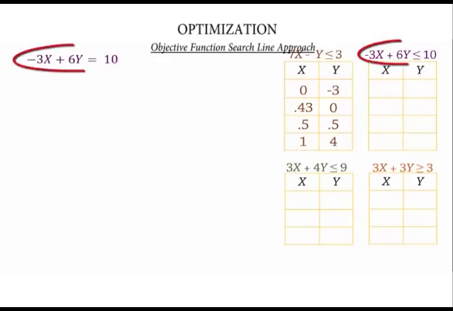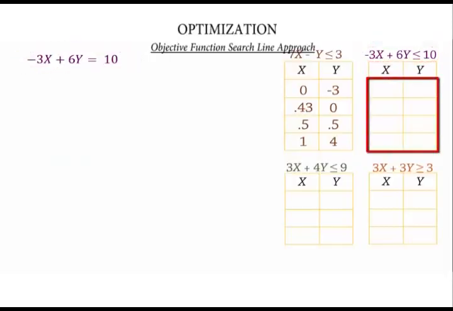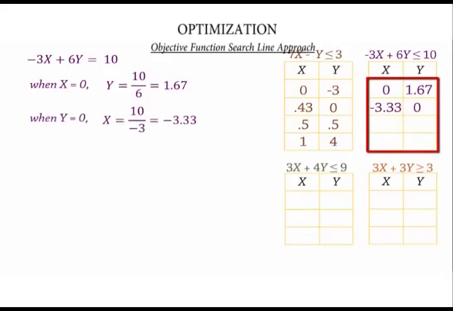For the second constraint, we have minus 3x plus 6y is equal to 10. When x is 0, y is 1.67, and when y is 0, x is minus 3.33. Again, the points will be difficult to locate on the graph paper. Rewriting the equation, we have 6y is equal to 10 plus 3x. So y is equal to (10 plus 3x) over 6.